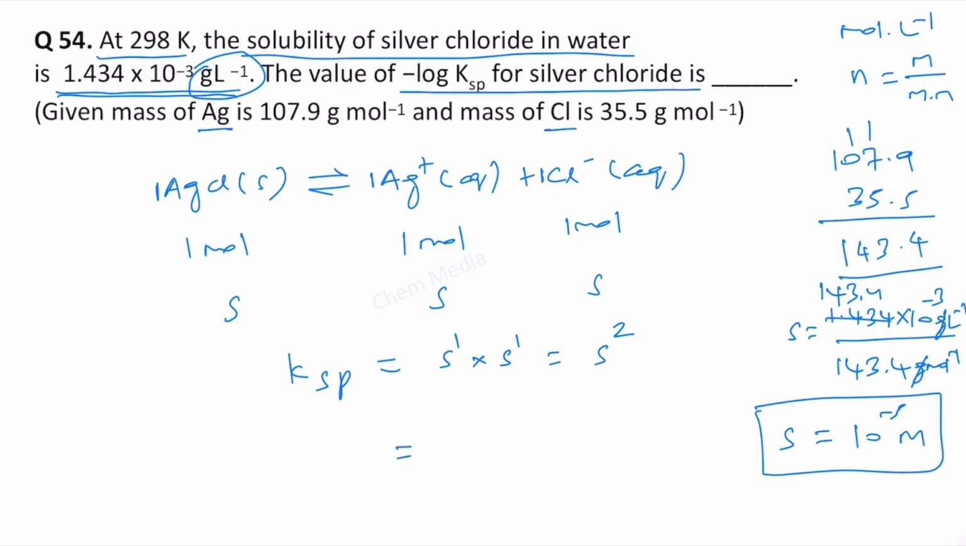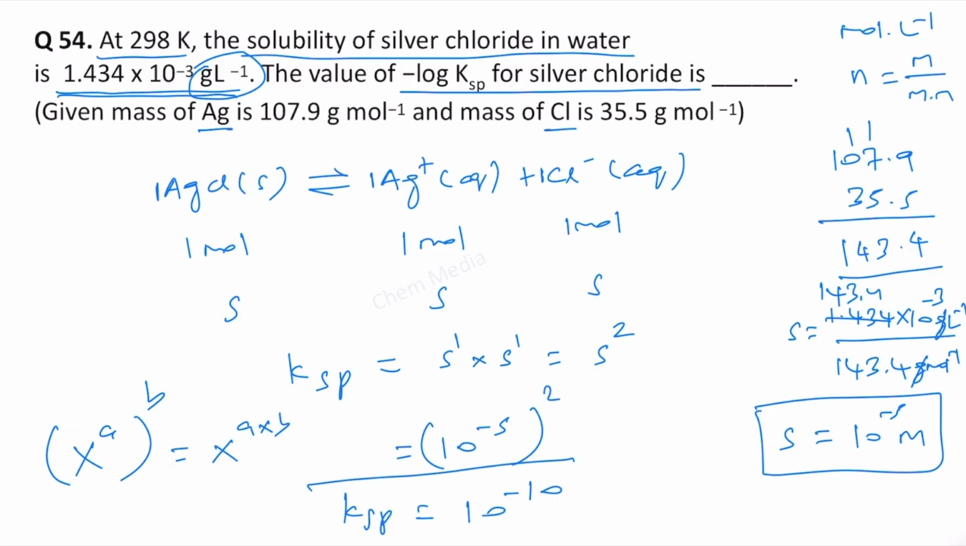Therefore, Ksp is equal to 10 to the power minus 5 whole square. So, when the exponents are x to the power a to the whole power b, we can write it this way, x to the power a times b. So, therefore, this will be simply 10 to the power minus 10. That is Ksp. So, now they are asking minus log Ksp. So, therefore, let us take log on both sides. Minus log Ksp is equal to minus log 10 to the power minus 10 base 10.